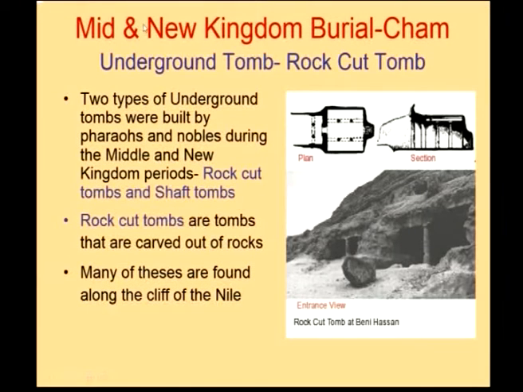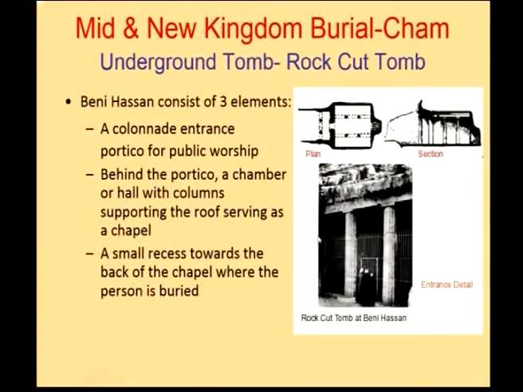Middle and New Kingdom burial chambers, underground tombs and rock-cut tombs. There are 2 types of underground tombs. One is rock-cut tombs and the other is shaft tombs. Rock-cut tombs are basically derived from carving out the rocks. They are usually found in the cliffs of the river Nile. Beni Hasan has a lot of these tombs.